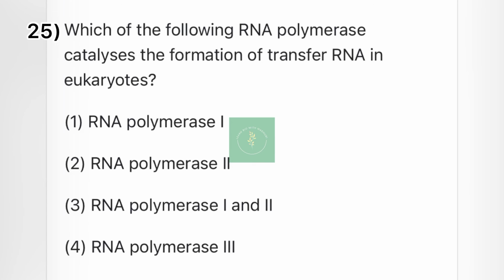Question number 25. Which of the following RNA polymerase catalyzes the formation of transfer RNA or tRNA in eukaryotes? And the option is 4. RNA polymerase 3.